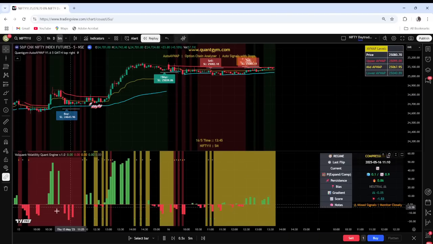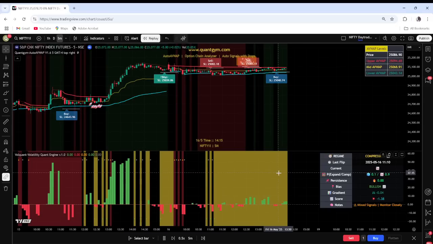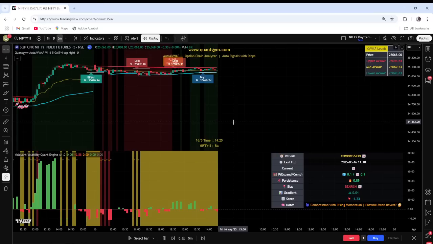You understand the difference between the 15th and 16th, right? On the 16th, compression came after around 3 from here. This was your signal. So you started reducing positions. But here this compression is going on like hell. It's going on and on. So there are no trades.